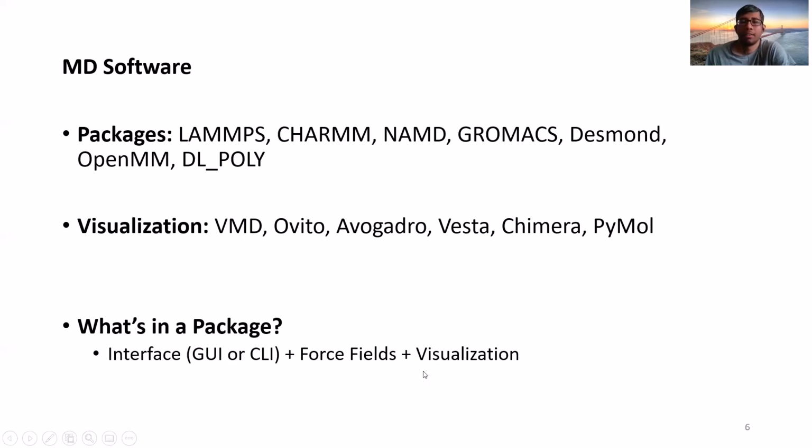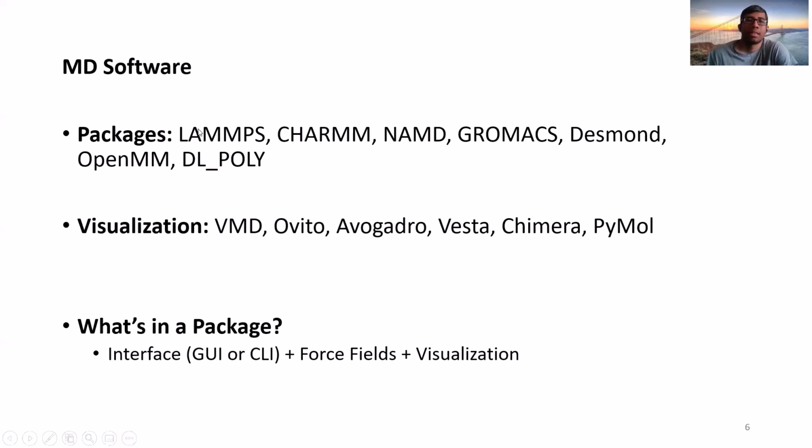data. And in order to visualize those data, or in order to visualize your system, you remember that popular simulation results look like vibration of atoms or stretching of a protein, something like that. You want to use some visualization package. Sometimes your package will come with visualization or an interface. Sometimes it will not. You will have to use some other separate packages. So some popular visualization software are VMD, Ovito, Avogadro, Vista, Chimera, PyMOL, and so on.